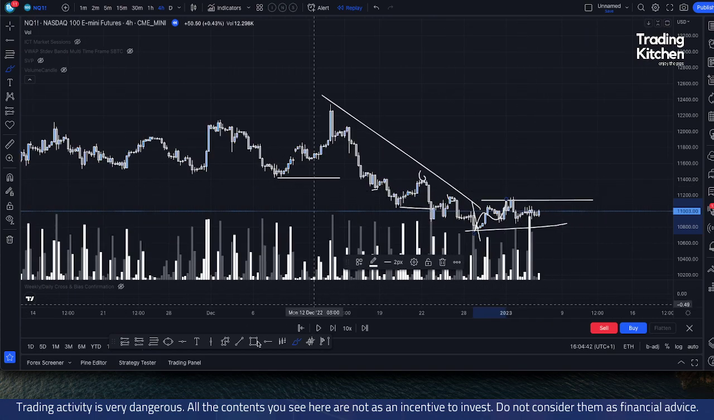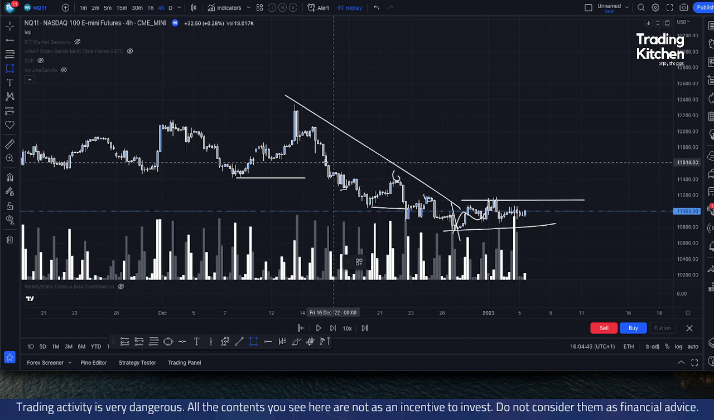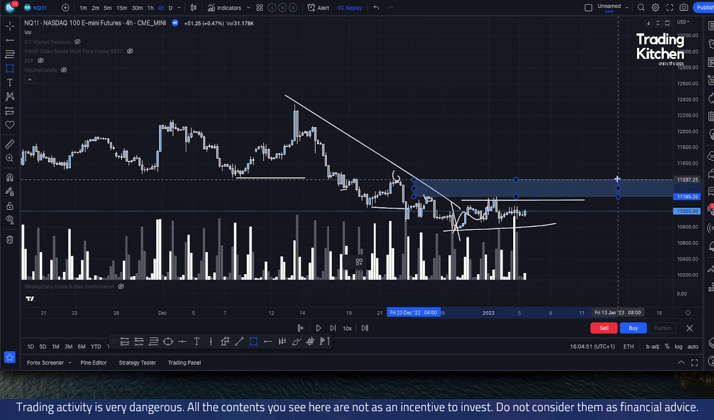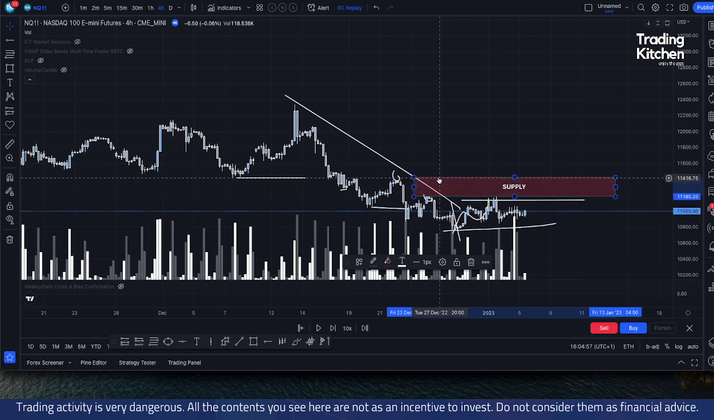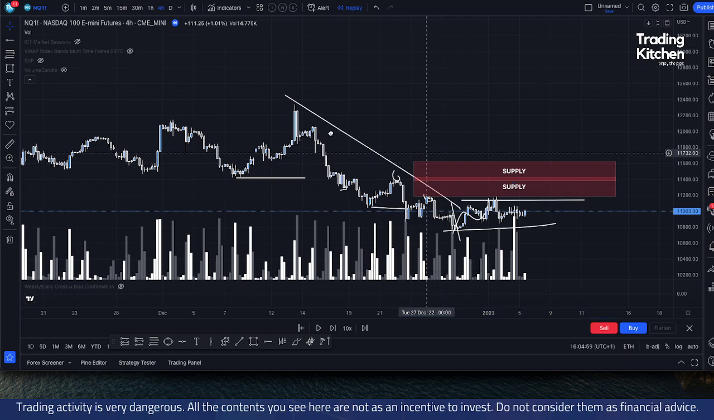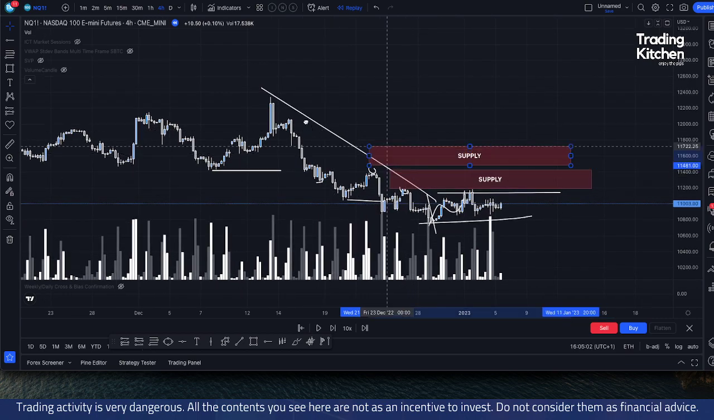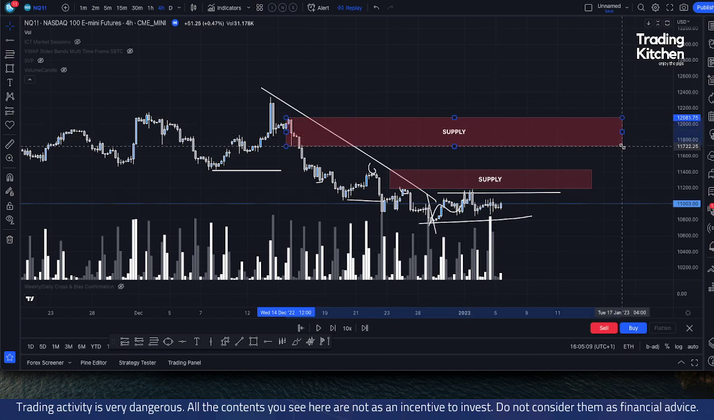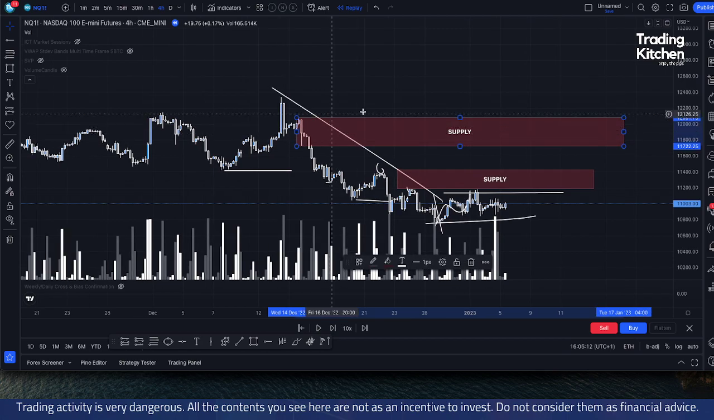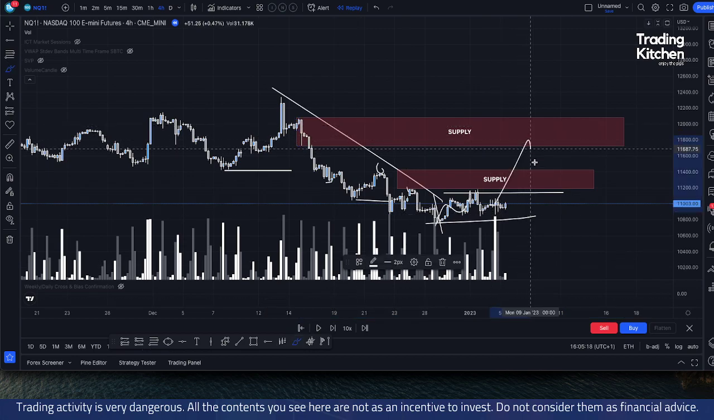What does it mean? It means that we need to identify a supply zone from which price could align and keep on going down again. So I highlight all the supply zones, which don't need to be perfect, but just keep in mind that price at the end of a huge bullish movement needs to align with the main structure to go down.